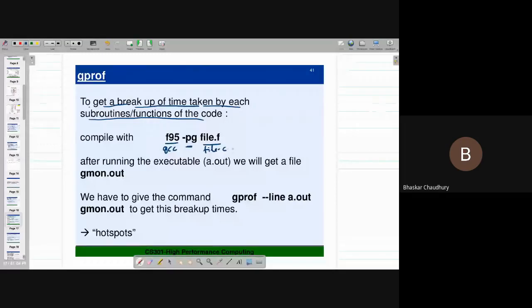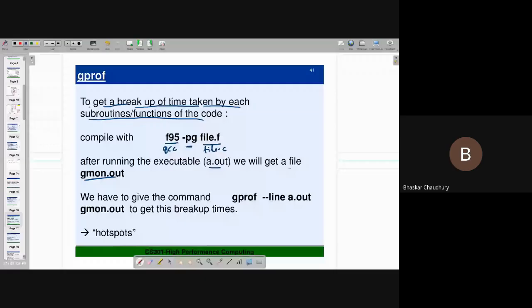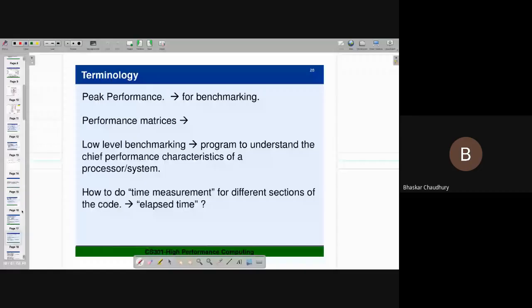After you generate the executable and run it, a.out, you will get a file called gmon.out. Then you give the command gprof --line a.out gmon.out, and once you do that, you will get something like this. Yeah, this is the output.